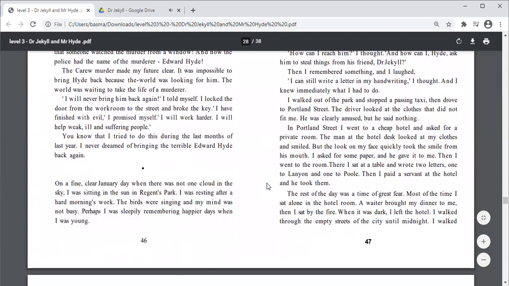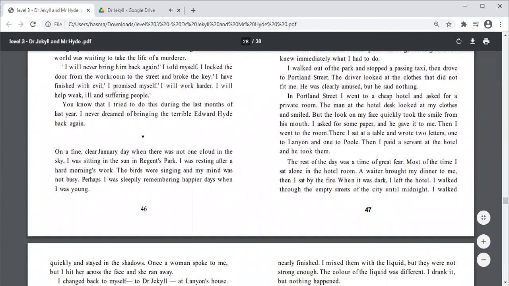I walked out of the park and stopped a passing taxi, then drove to Portland Street. The driver looked at the clothes that did not fit me. He was clearly amused, but he said nothing. In Portland Street, I went to a cheap hotel and asked for a private room. The man at the hotel desk looked at my clothes and smiled, but the look on my face quickly took the smile from his mouth.